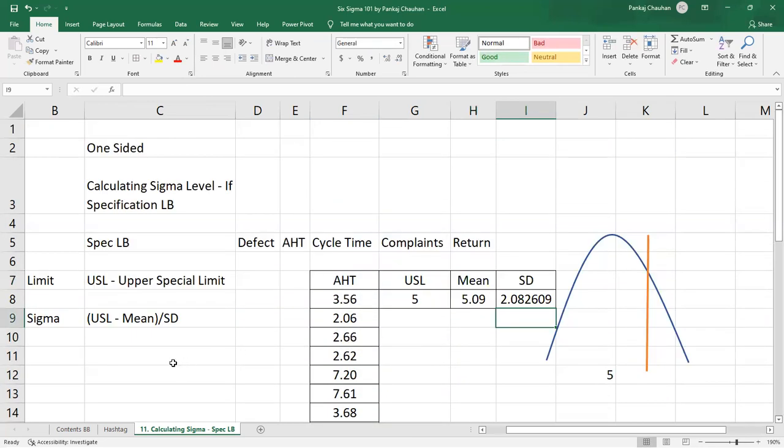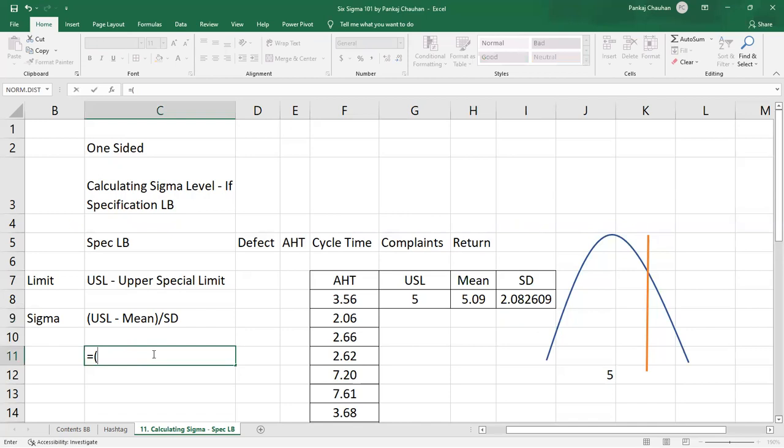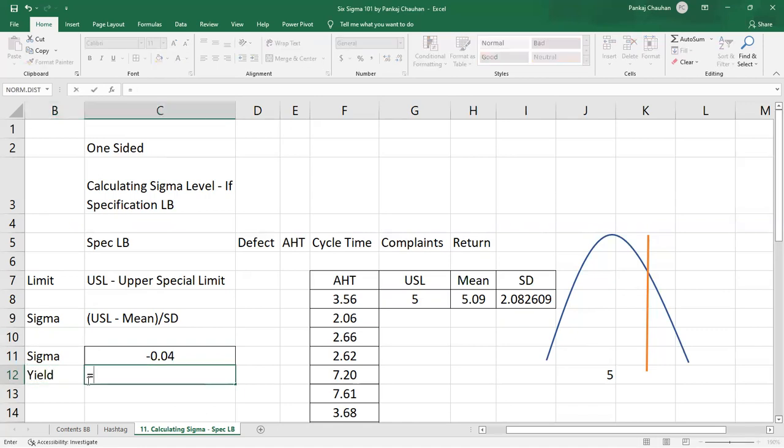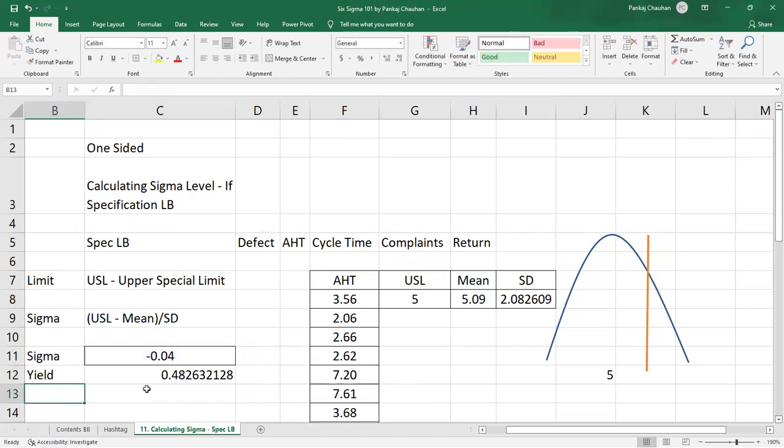Now, if I put these three values into the formula of sigma, it is equal to USL, which is 5, minus the average value 5.09, divided by the standard deviation 2.08. Here the value is coming to minus 0.04 sigma. If this is your sigma value, what will be my yield percentage? You can convert this sigma value into the yield percentage. Yield will be equal to, using the formula NORM.S.DIST, selecting this value. This is around 48% yield.